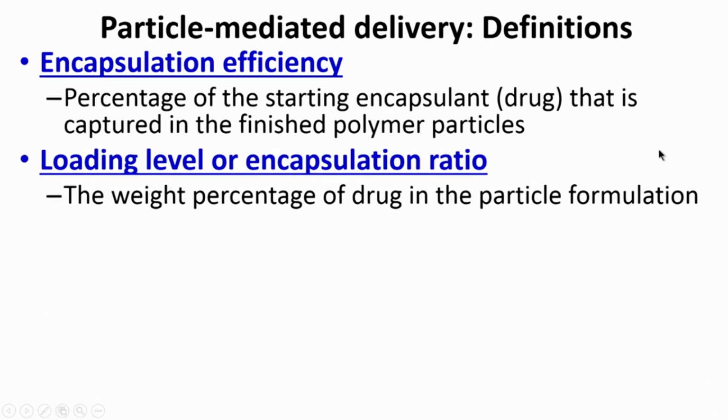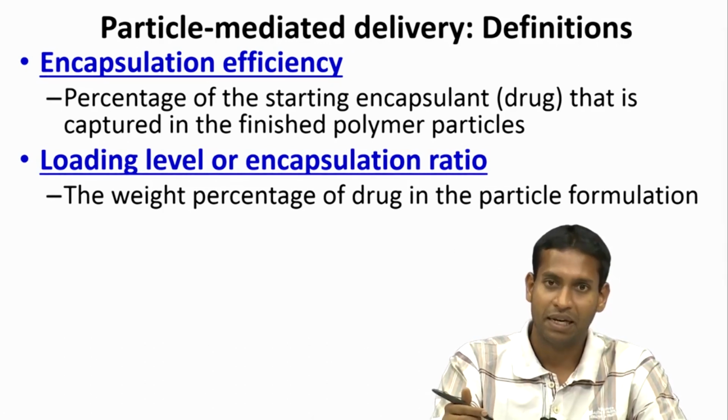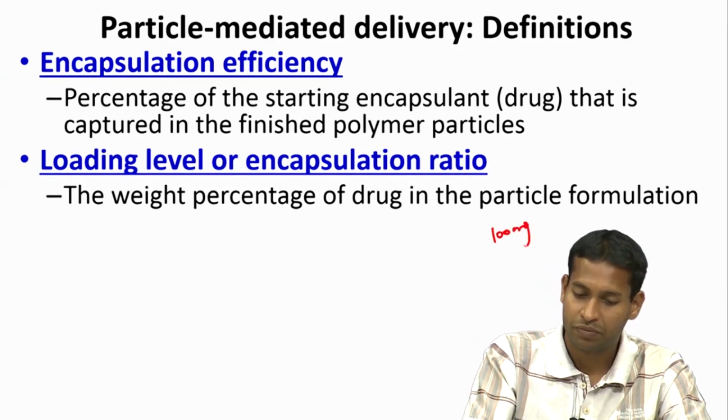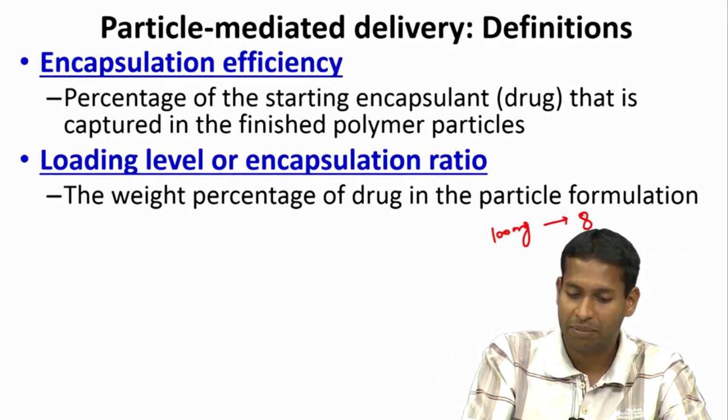Okay, what about loading level and encapsulation ratio? This is another way to get an estimate of how much drug is present, and it is just the weight percentage of the drug in the particle formulation. So, if I take the last example, I had 100 milligram of polymer containing about 800 microgram of drug.